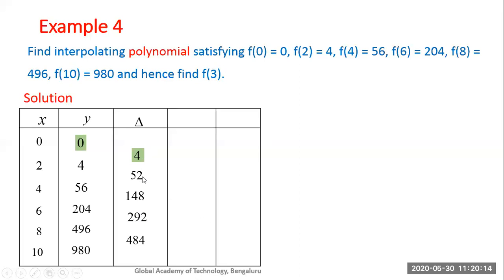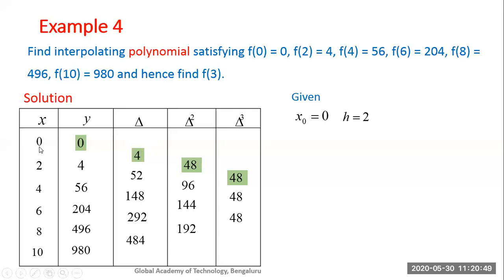Now take the difference of these first forward differences, and you get the second forward differences. 52 minus 4 is 48, 148 minus 52 is 96, and so on. Then delta cube is the difference of the second forward differences, and you get 48, 48, and 48. Since the fourth difference will be 48 minus 48, which is 0, and this is also 0, we don't construct the fourth and fifth forward differences. We stop at delta cube. So from the given data, x naught is 0, and h is 2 minus 0, or 4 minus 2, which is equal to 2.